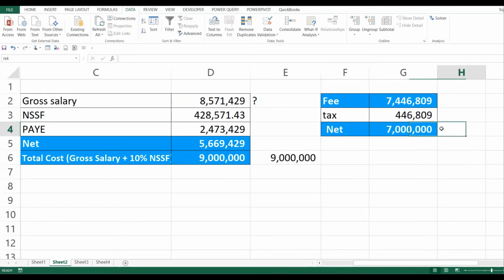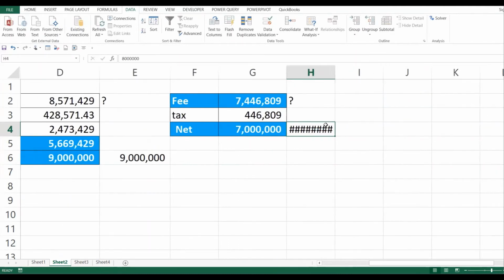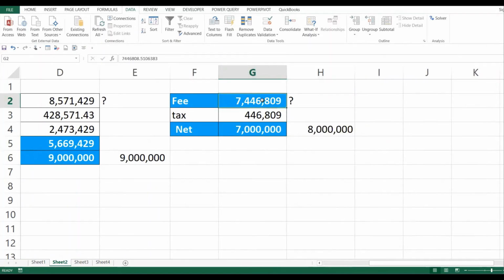Next example. The next example here, I want a net of 8 million. So what should my charge be? There is a question mark there. I want a result of 8 million. In other words, I want my gross fee minus the withholding tax, which is 6%, so that I remain with 8 million. Of course, you can use a formula to calculate backwards and you get the result. But that's not my interest. My interest is to use the goal seek.